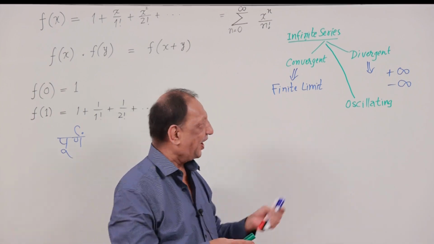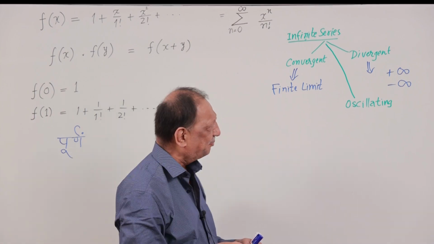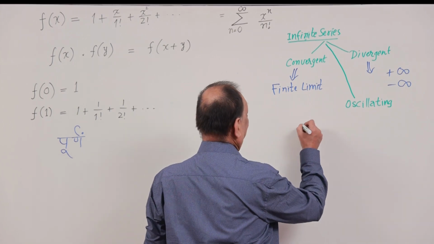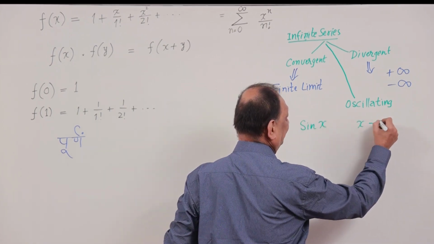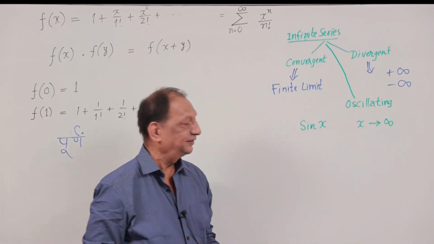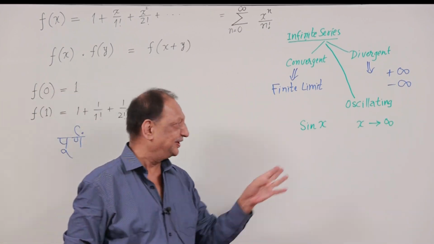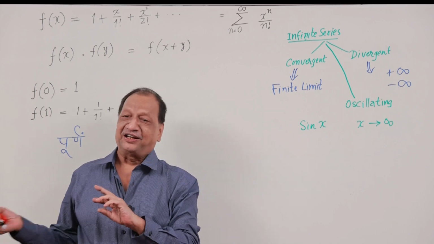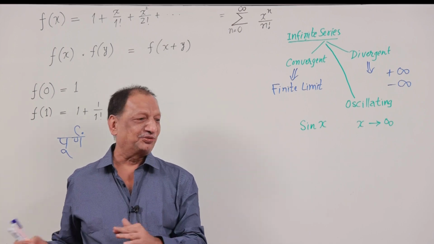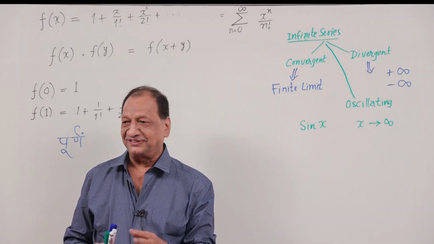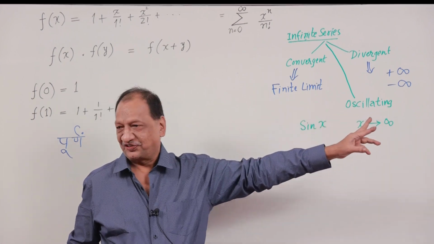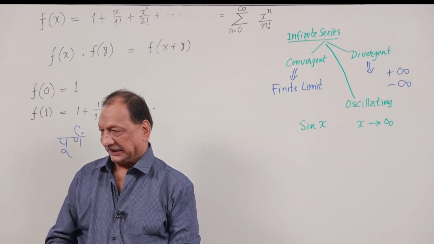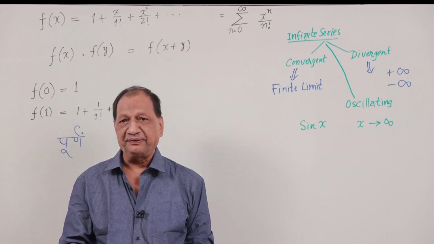This is neither convergent nor divergent. It is oscillating. I'll give a simple example of oscillating: sin x as x tends to infinity. What is the value of sin x? Remember, sin x will always have a value between -1 and +1. It oscillates between -1 and +1. So it's not convergent. It's not divergent also. So it is oscillating. That is an example of oscillating.